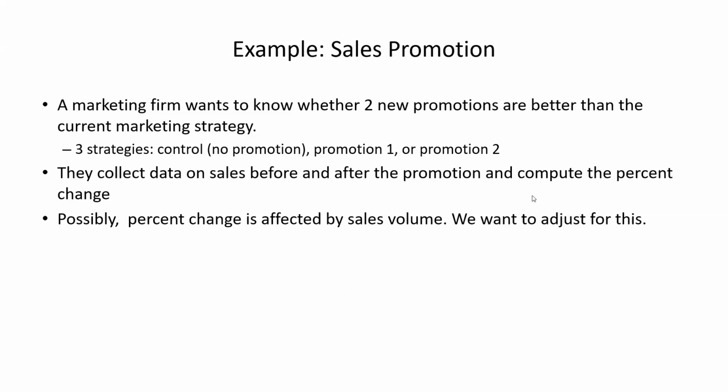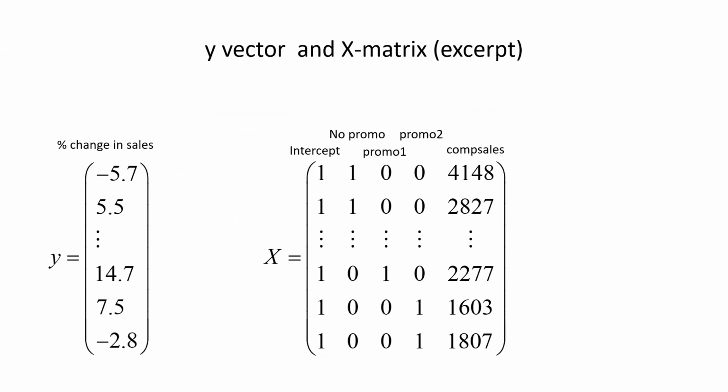They think maybe percent change is affected by sales volume of different offices, branches, and they want to adjust for that. So we have as a response the percent change in sales. We have the intercept as we always do, and we have the indicators for the three options, no promotion, promotion 1, promotion 2, and then the additional X value for comparative sales.